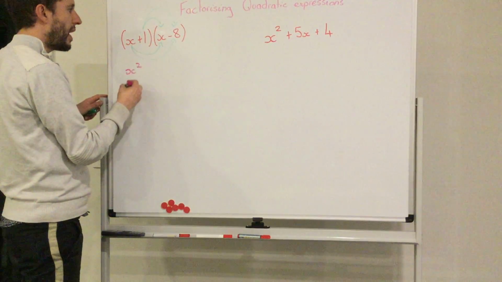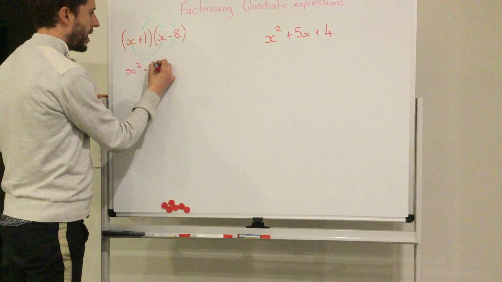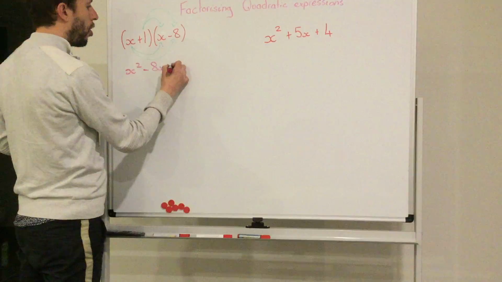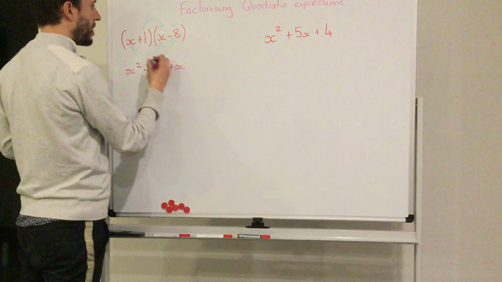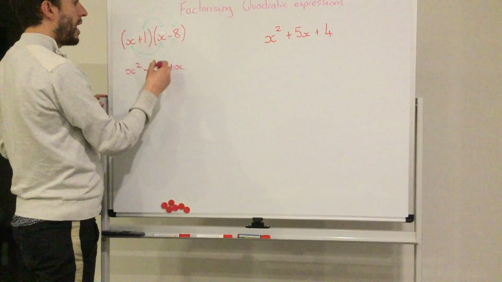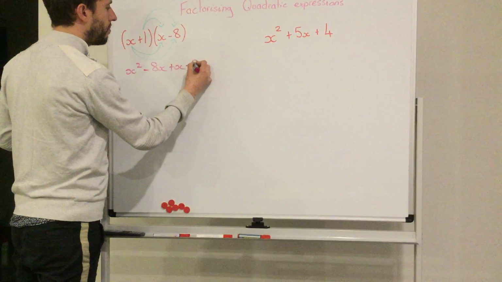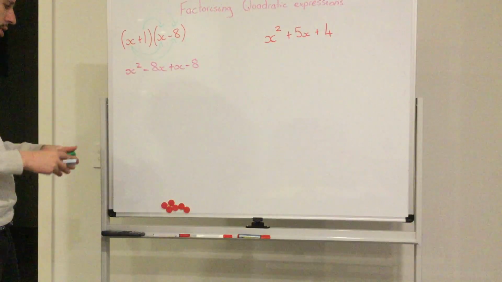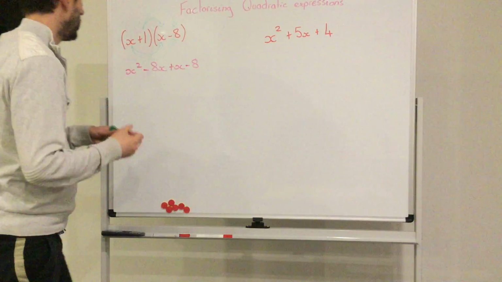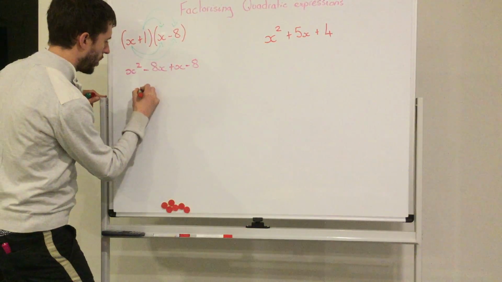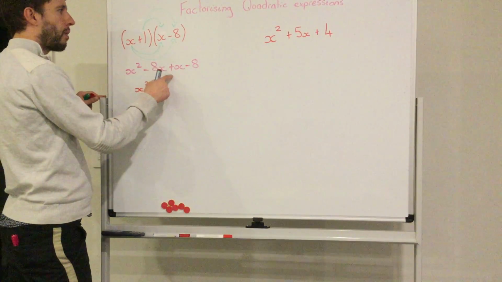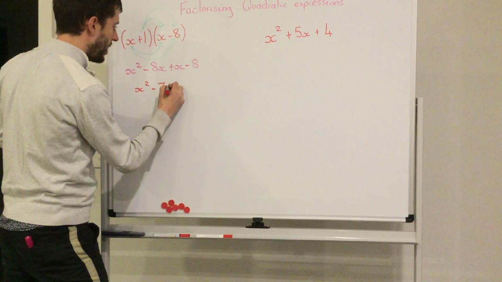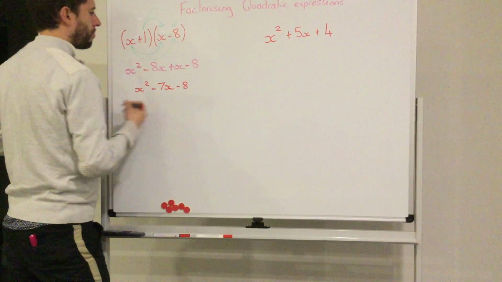X times negative 8 is negative 8x. 1 times x is positive, so plus x. 1 times negative 8 is, well, negative 8. There we go. We can simplify through like terms. So we've got x squared, negative 8x plus x equals negative 7x, take 8.